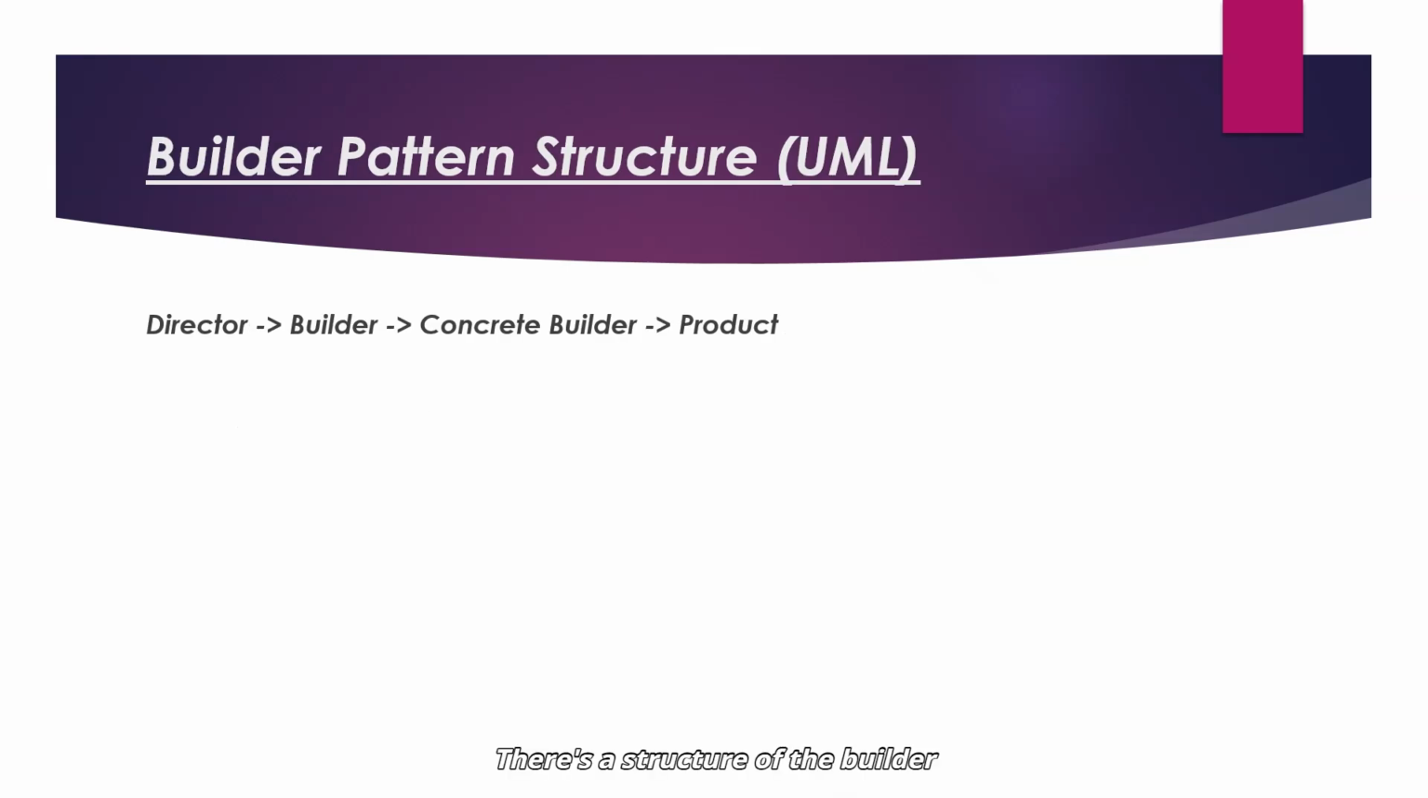Here's the structure of the builder pattern in UML. You will notice that we have the director class which manages the construction process. It uses the builder interface to call the appropriate methods. The concrete builder implements the builder interface and defines the exact steps of building the object. Finally, the product class represents the constructed object. This clear separation of concerns is one of the strengths of the builder pattern, making it easy to manage complex object creation.